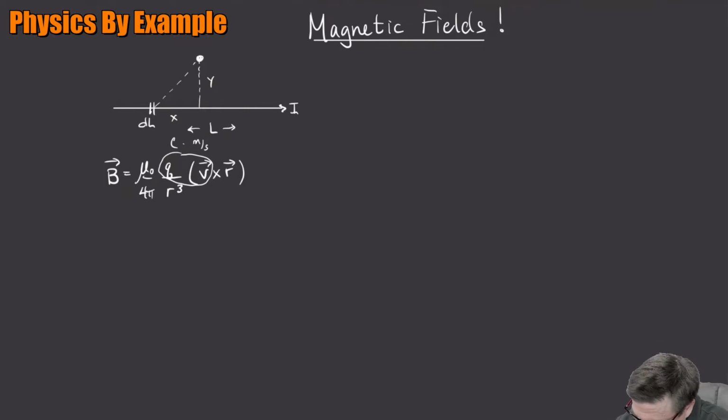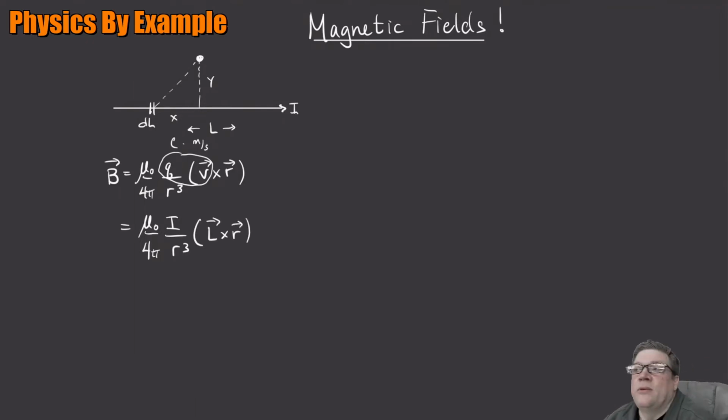So it turns out that I can write this: mu naught over 4 pi, and this is going to be I over r cubed, and this is going to be L cross r. So I can just replace the product qv with IL. And this is another form of the Biot-Savart law, this one for currents. So if I want to figure out what the magnetic field is, I chop that line up into lots of little bits dl with current I, and then I integrate them to find B. So now I've got to integrate the Biot-Savart law.